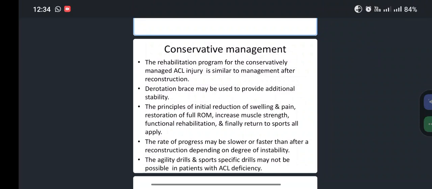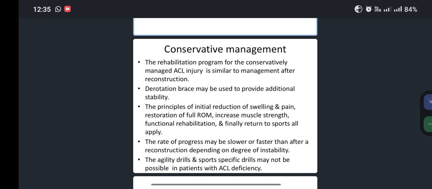Then comes conservative management. The rehabilitation program for a conservatively managed ACL is similar to the management after reconstruction. A derotation brace may be used to provide additional stability. The principles of initial reduction of swelling and pain, restoration of full range of motion, increased muscle strength, functional rehabilitation, and finally return to sports all apply. The rate of progress may be slower or faster than after a reconstruction depending on the degree of instability.